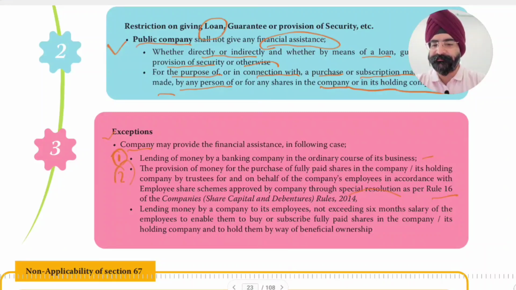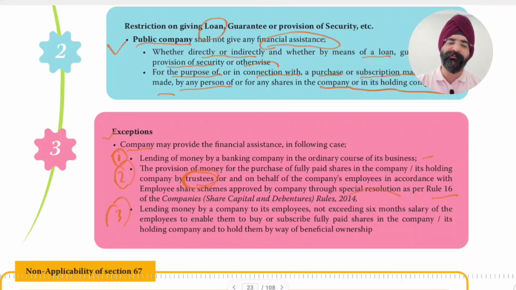Second one is the provision of money for the purchase of fully paid up shares of the company or its holding company by trustees. So trustees are holding shares on behalf of employees under an employee stock option scheme. Under any employee share scheme, if a trustee is holding shares on behalf of employees, then indirectly it is amounting to the company owning shares. Okay, then this is allowed.